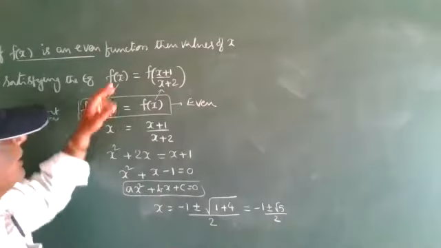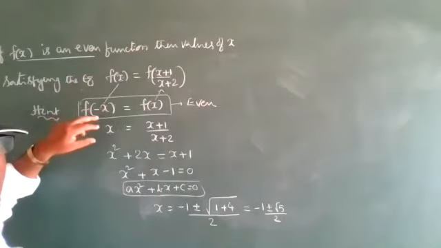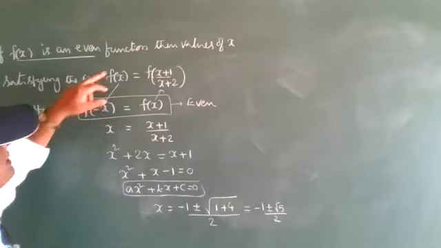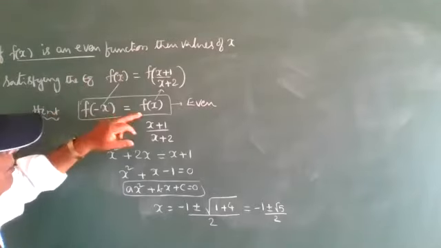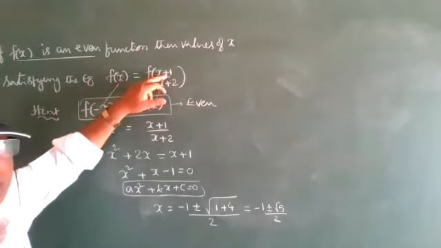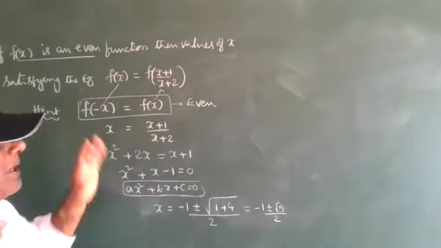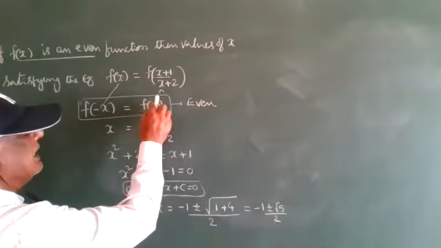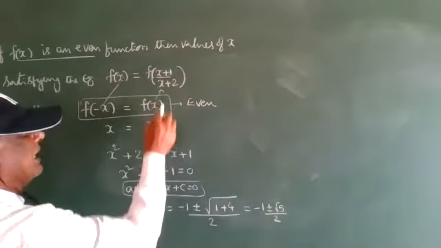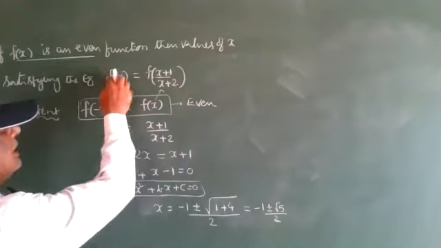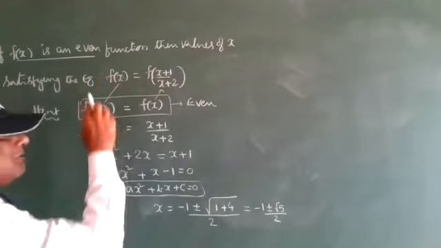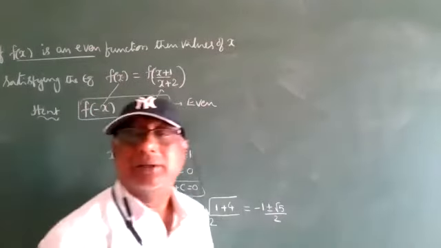Okay? By the comparison, minus x place we have plus x. By the comparison, x place we have x plus 1 by x plus 2. F cancels. X place we have x plus 1 by x plus 2. F cancels. Minus x place we have plus x.